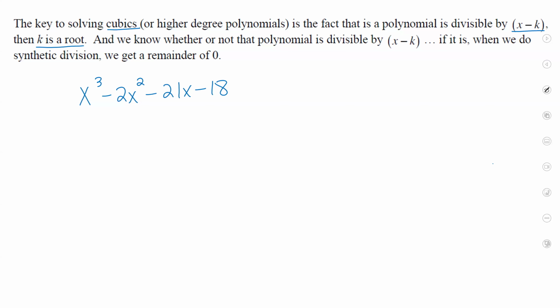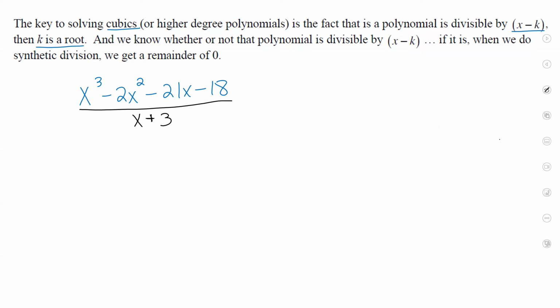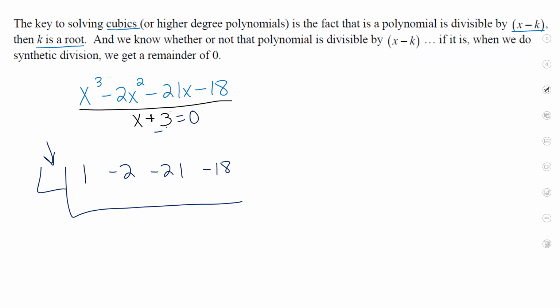Okay, this is my cubic polynomial, and I'm going to divide it by the factor x plus 3. So we're going to use synthetic division to see if it's divisible or not. So I'm going to put all of my coefficients right here, 1, -2, -21, and -18. And I'm going to solve for this root, for this solution. We set this factor equal to 0, and we solve. So that means the solution here is -3. We're going to see if -3 is a solution.